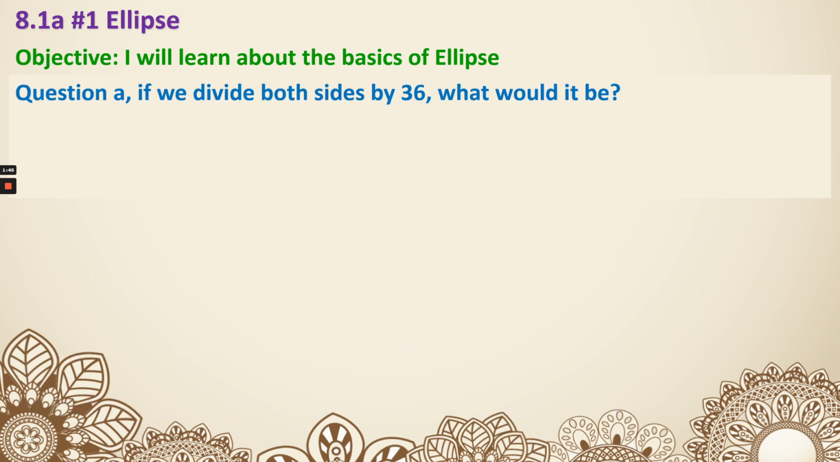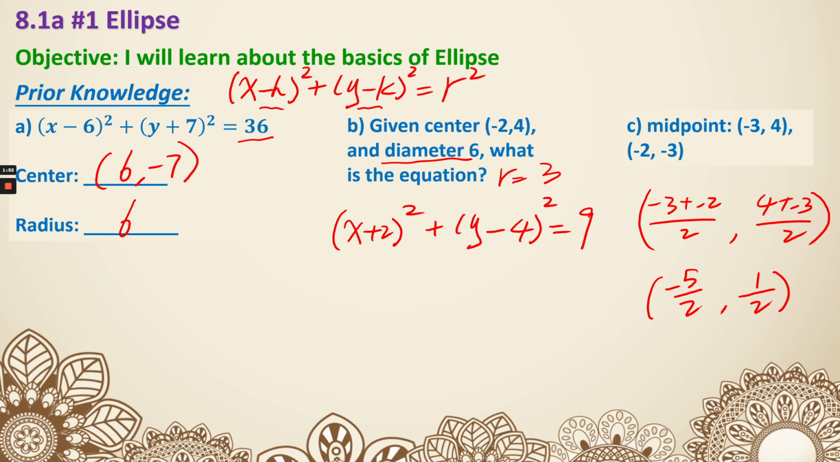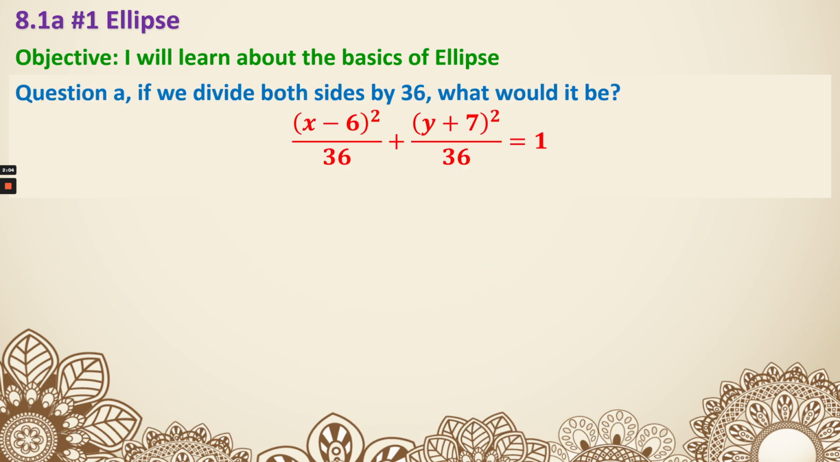Now we're moving on. Question A, if we divide both sides by 36, what would it be? So have a look at it again. Everything on the left side is not divided. So I'm basically dividing that fraction, that first part by 36, that second part by 36, the 36 by 36. That would give us something like this. X minus 6 squared over 36 plus y plus 7 squared over 36. These two denominators are the same, and they both represent the radius squared. And then the right side is a 1. So that's an equation for a circle.